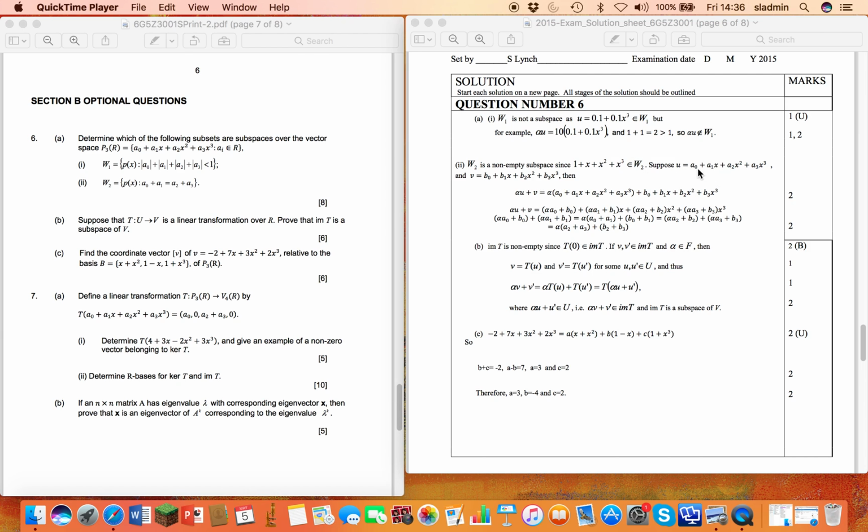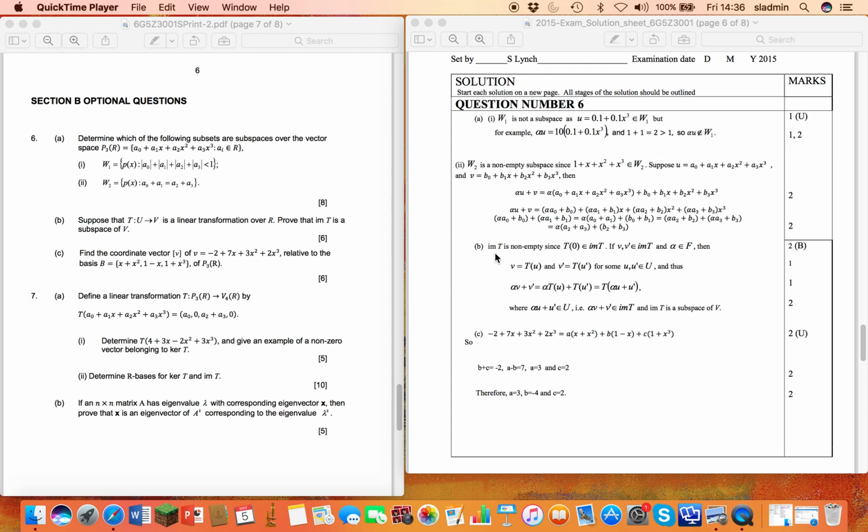Then we take two general vectors, u and v, which belong to W2. So that means that A0 plus A1 is equal to A2 plus A3, and B0 plus B1 is equal to B2 plus B3. So the vector alpha u plus v is equal to this expression. We can collect constant terms, x squared terms, x cubed terms, etc. And then using the fact that A0 plus A1 is the same as A2 plus A3, etc., we can show that alpha A0 plus B0 plus alpha A1 plus B1 is the same as alpha A2 plus B2 plus alpha A3 plus B3. So that proves that W2 is a subspace of P3 over R.